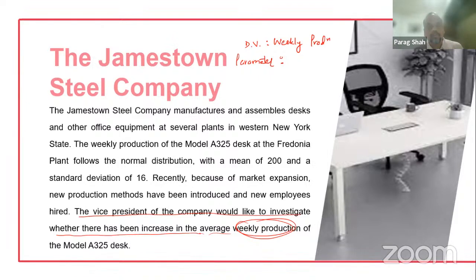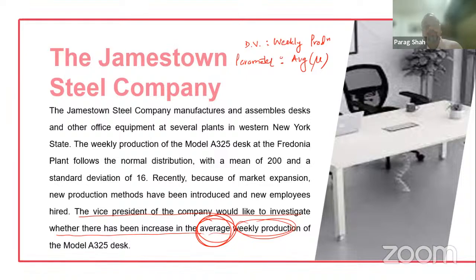What do they want to know? Do they want to know the correlation? No. Do they want to know the proportion? No. What is the parameter they are focusing on? Average. So the parameter they are focusing on is average, mu. So this is the first thing you need to understand from any problem which you are solving for the industry or your own research problem: what is your decision variable and what is your parameter.